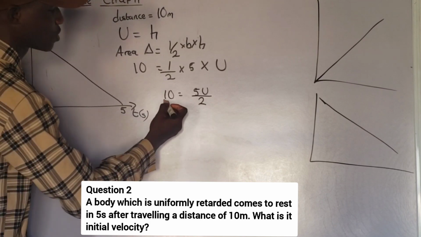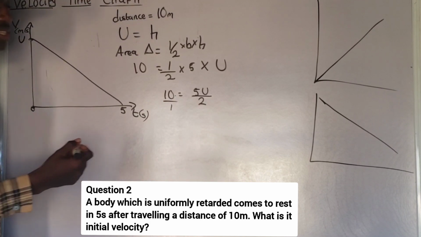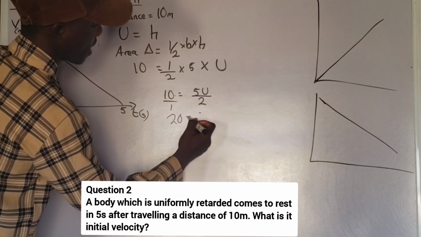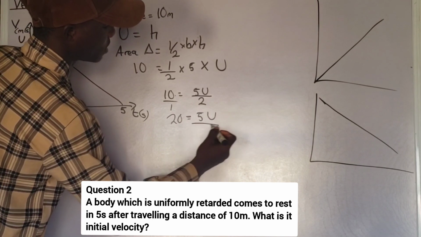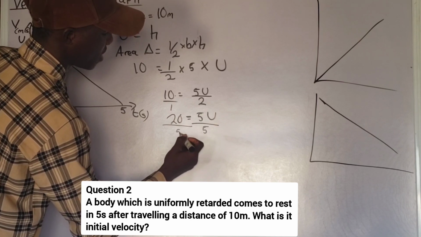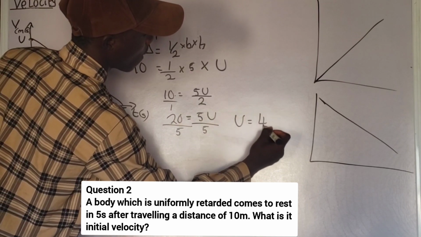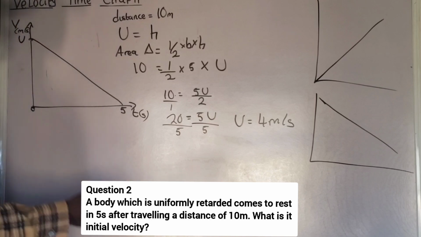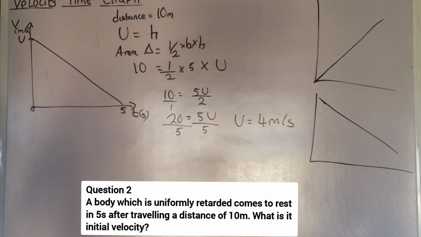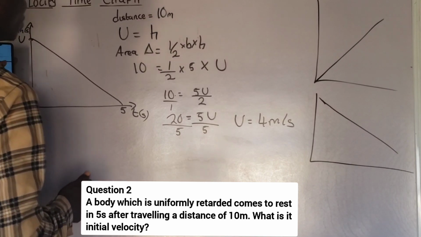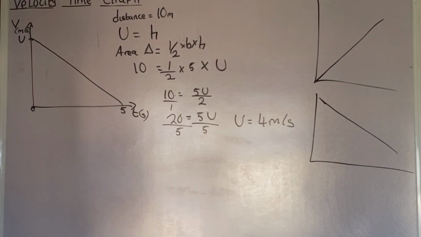You understand? Now I'm going to cross multiply. 10 multiplied by 2 is 20. So I'm going to have 20 equals 5u. Divide both sides by 5. That means u equals 4 meters per second. You understand? So that is the initial velocity of the body. Please, do you understand the explanation? If you didn't understand, listen to the explanation again, okay?